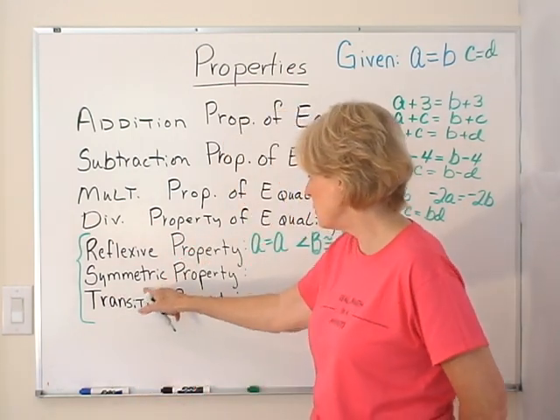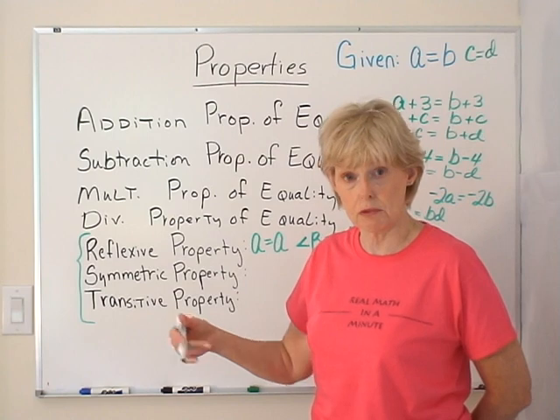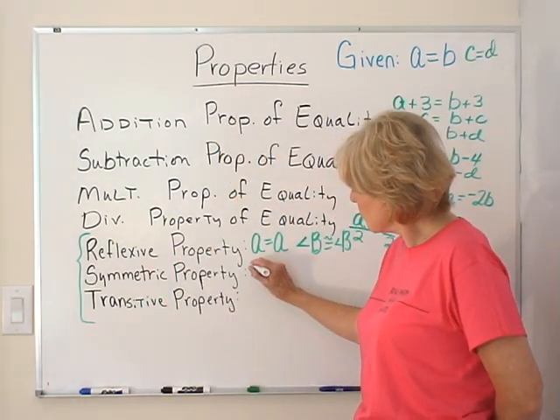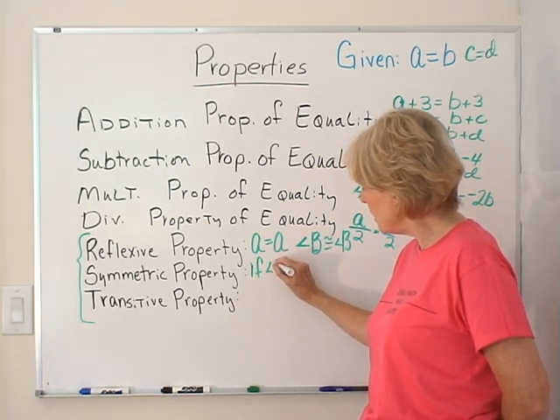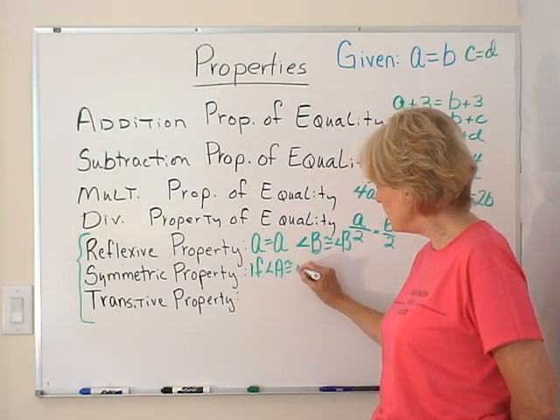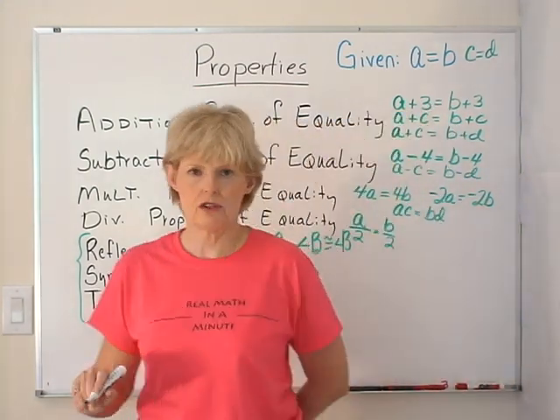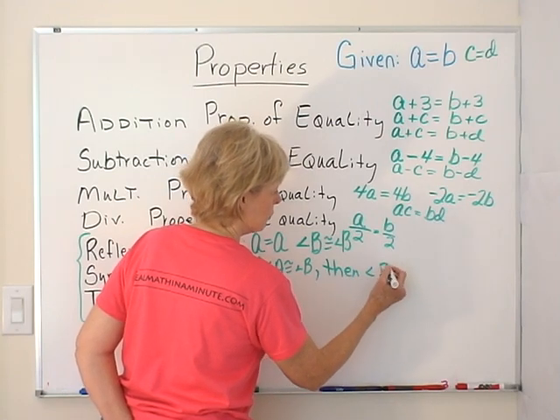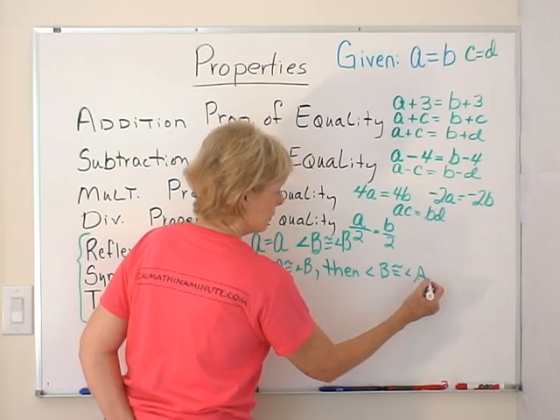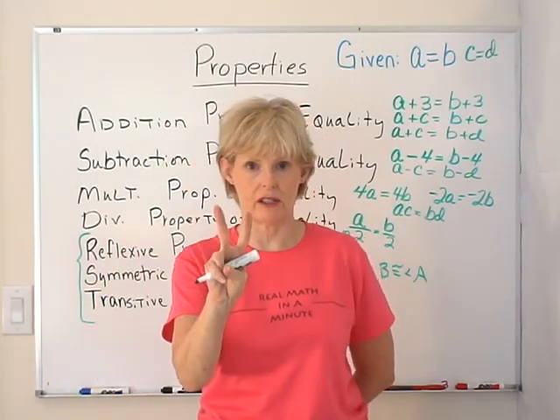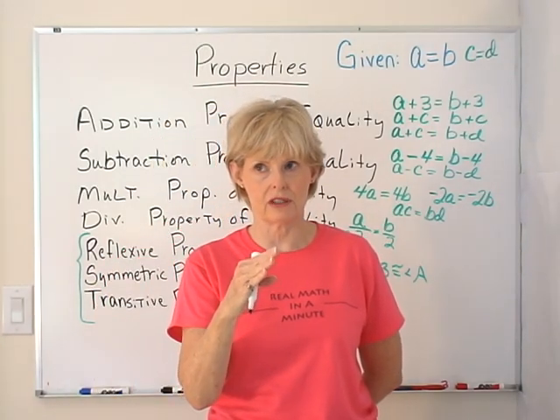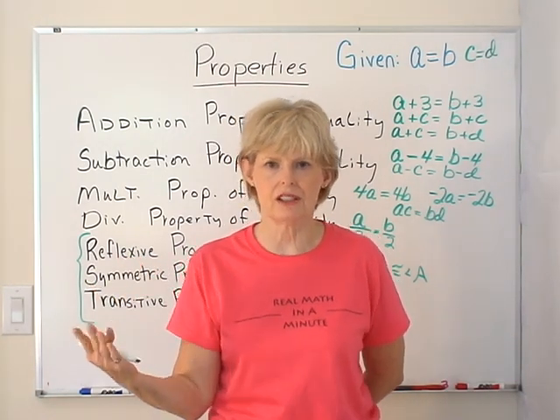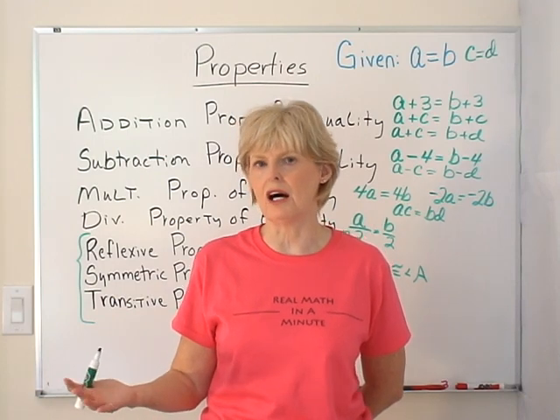So the next one is symmetric. I don't use this one nearly as much, but when we need it, we need it. So it says simply that if you have angle A congruent to angle B, that you also have angle B is congruent to angle A. I just switched them. I have two different quantities, and I can say A equals B, or I can say B equals A, and it's the same thing. So occasionally we might use that property, but not a lot.